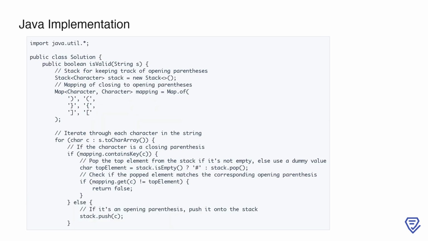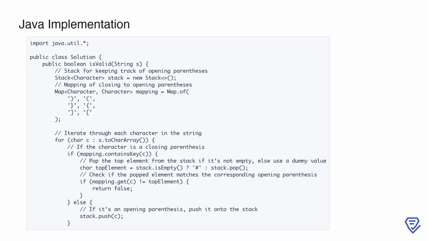Here, we start by importing the necessary utilities, like stack and map, which are essential for our implementation. The isValid method takes a string s as input and uses a stack to track opening parentheses. We also define a mapping that pairs closing parentheses to their corresponding opening ones, making it easy to validate matches later. As we iterate through the characters of the string, we check if the current character is a closing parenthesis by looking it up in the mapping.